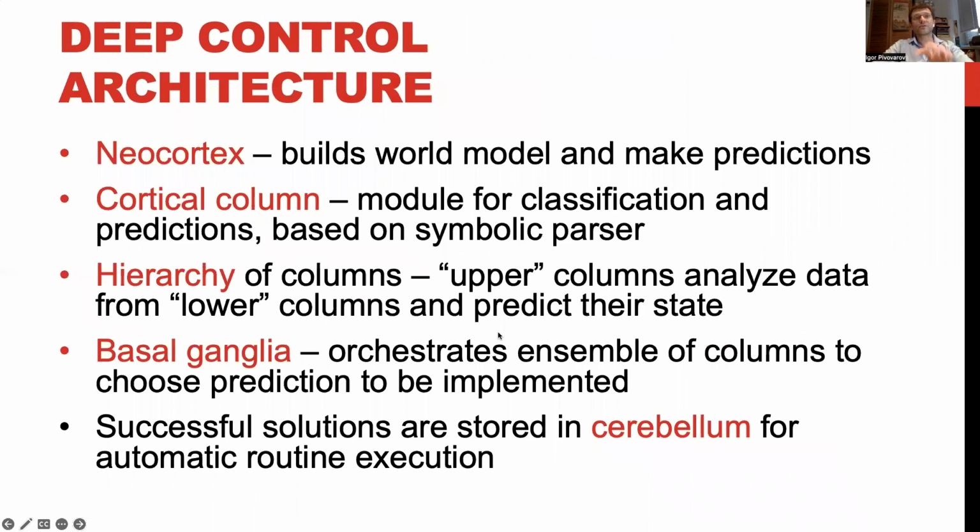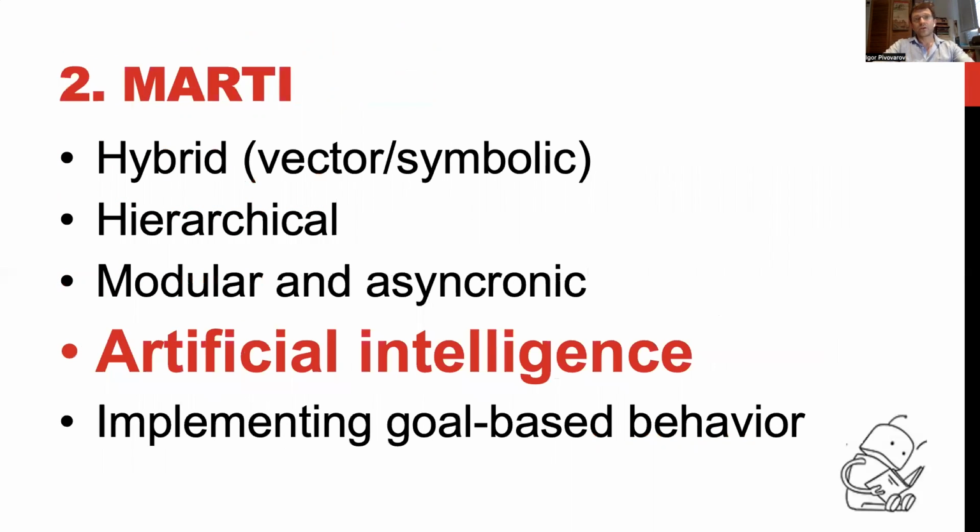So the main ideas of the deep control architecture are that the neocortex is building a world model and making predictions. A cortical column is a single model which makes predictions, and we use a symbolic parser as a model for this cortical column, which I will describe later. There is a hierarchy of columns, and this is the main idea. And the basal ganglia is a model that orchestrates this whole ensemble of columns and chooses which predictions will really be implemented.